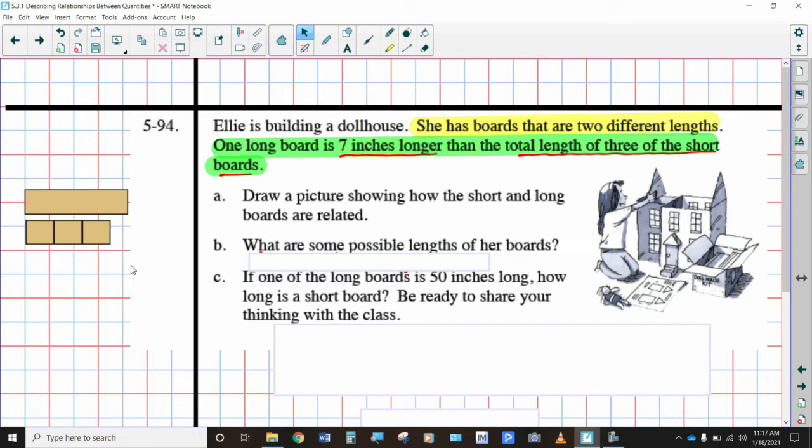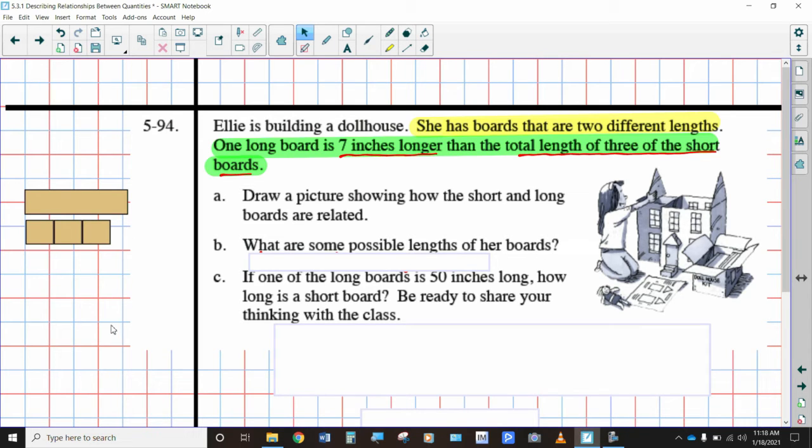So in this situation, we have 2 different variables. We have the length of the long board and the length of the shorter boards. You could call each one of these X's, you could call this Y, or you could write an equation or an expression to represent this situation. So it says draw the picture. There's the picture. You can just copy that down. And then it says, what are some possible lengths of her boards?